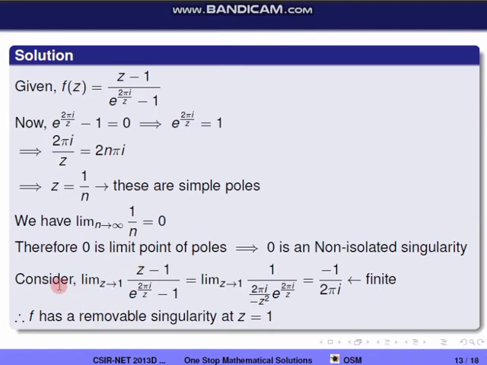So consider now limit z tends to 1, z minus 1 divided by e power 2 pi i by z minus 1. So when we apply limits directly, we are getting 0 by 0 form. So we are using L'Hospital rule. So this is equal to limit z tends to 1 by 2 pi i by minus z square into e power 2 pi i by z. So when we apply limits now, we are getting this is equal to minus 1 by 2 pi i. So this is a finite quantity. So this implies f has a removable singularity at z is equal to 1.